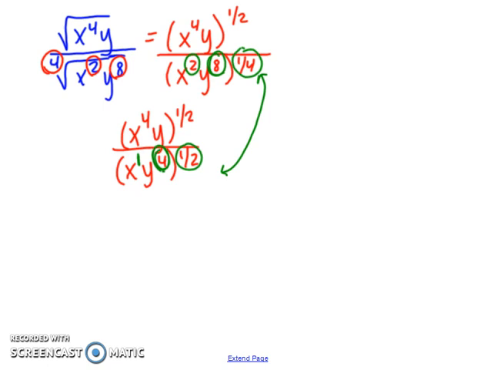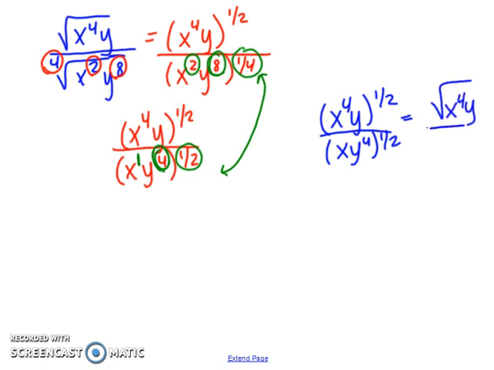So I'll leave that there. I'm just going to rewrite this over here. So we had x to the 4th, y to the 1/2 over x y to the 4th to the 1/2. So now we can actually simplify this. So we're going to have the square root of x to the 4th y over the square root of x y to the 4th. So we could write this now either as a giant radical, because they're the same exact index now. So x to the 4th y over x y to the 4th.